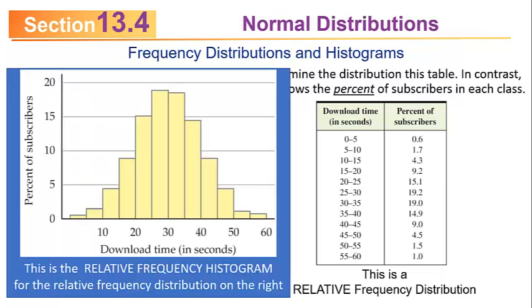You can also do a visual representation of the relative frequency distribution as well, where the raw numbers on the vertical axis are changed to percentages. So if you look, the 20 to 25 class says there are 15.1% of subscribers. So if you go to the 20 to 25 class and go up to the height of that bar, you'll see that it corresponds to the 15.1. All you're doing is taking the table and turning it into a picture of the data using the height of the bars as the percents.